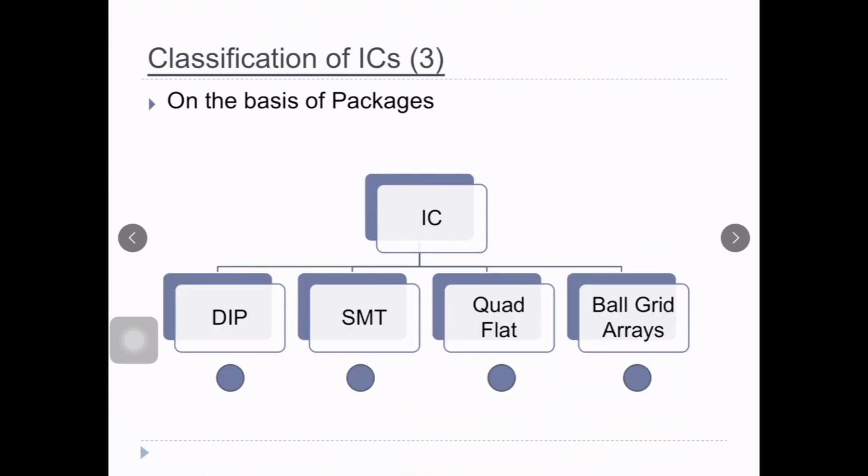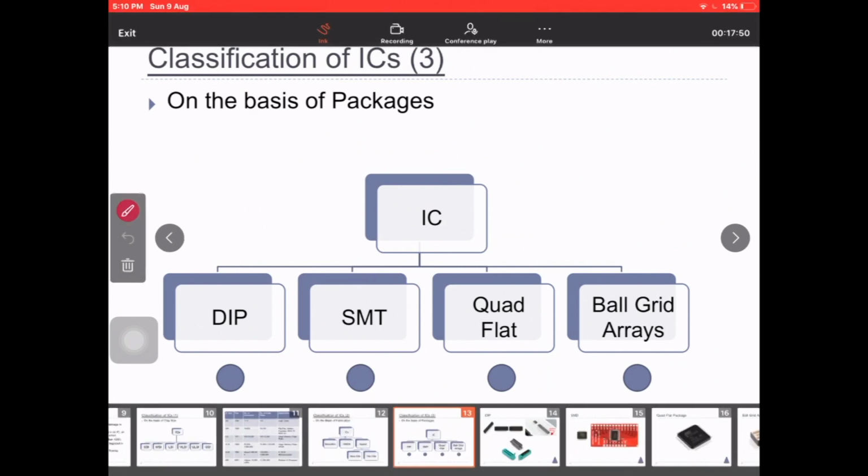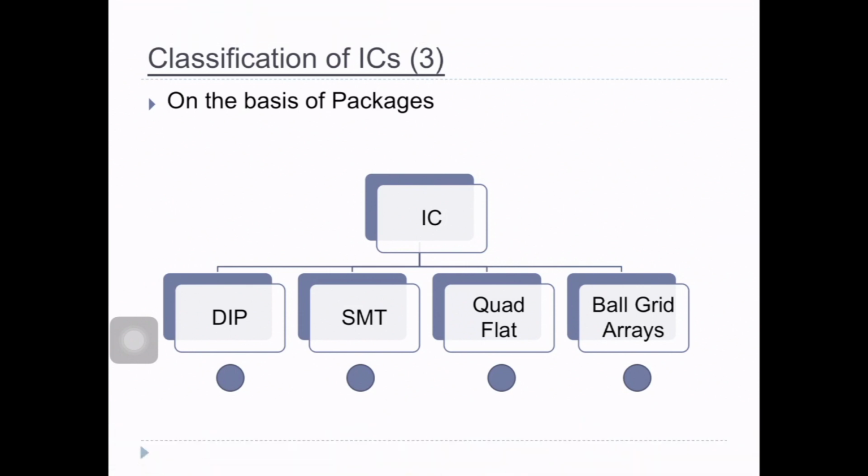Next is the classification on the basis of packages. On the basis of packages, these are divided into 4 categories: DIP, dual inline package; SMT, surface mount technology; and then quad flat and ball grid arrays.